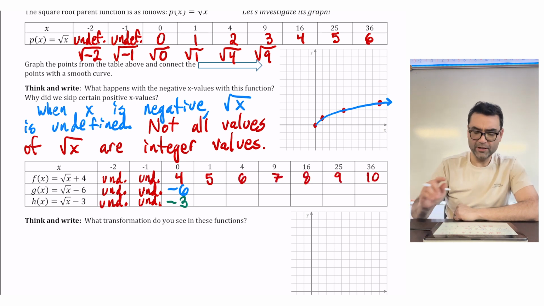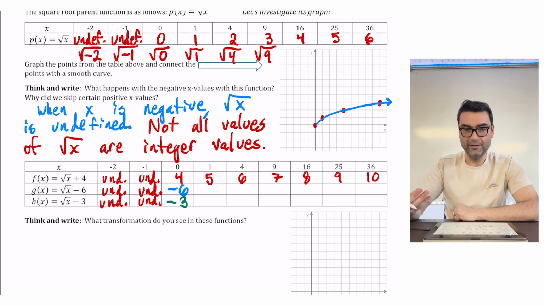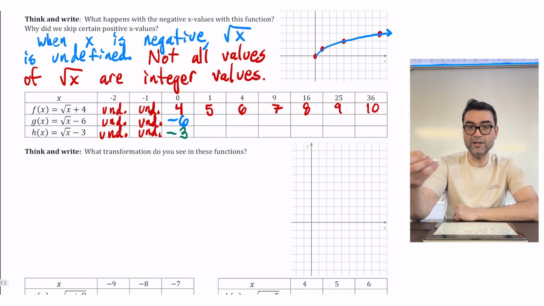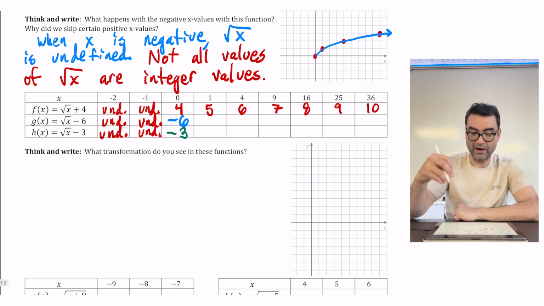So before we even look at the next functions, just to have an idea of why we're looking at these different functions that are based on the original parent function, graphically you can see that there's a transformation happening. So let me plot these points on this graph I have here.